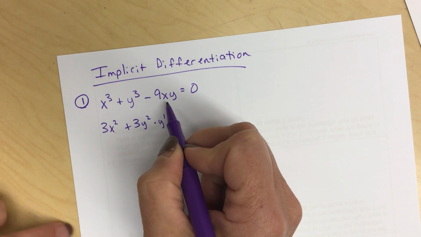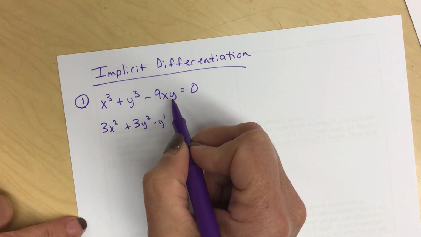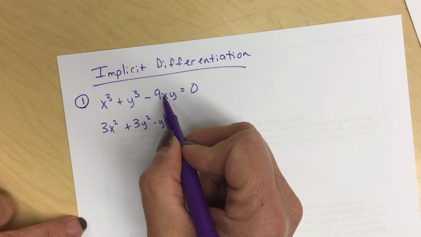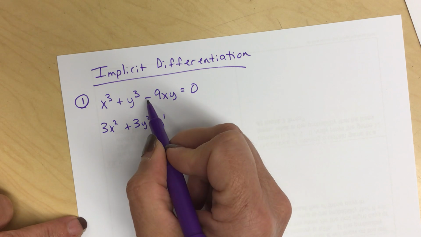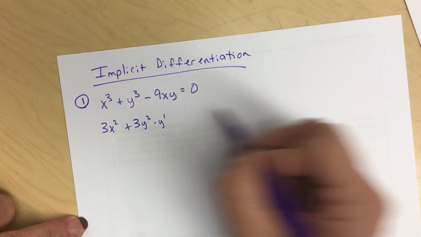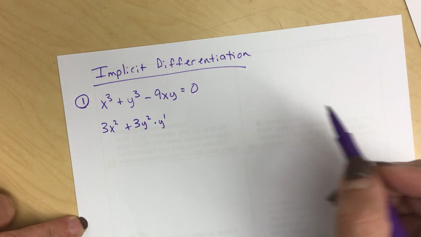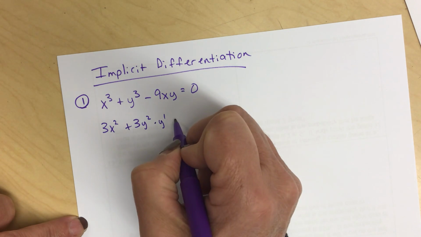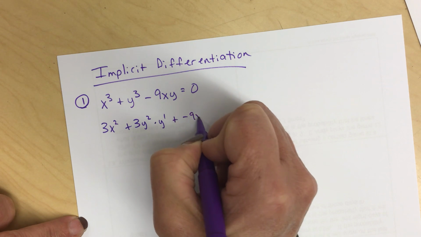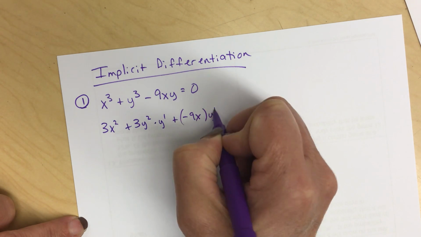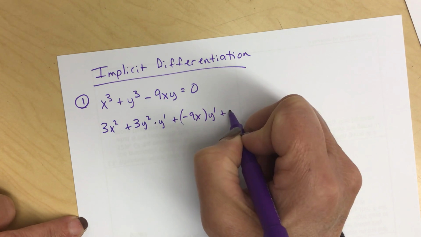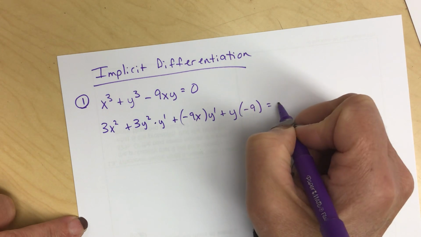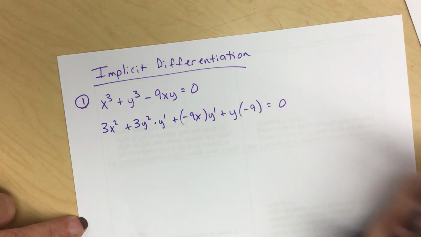Then when you get to something like this xy, this is product rule. I like to think of the minus 9x as the first part and the y as the second part. You could do minus and then the whole product rule with the parentheses, but I just like to think of the negative as going with the 9x. So the product rule is first times the derivative of the second plus the second times the derivative of the first, and then equals the derivative of 0, which is still 0.